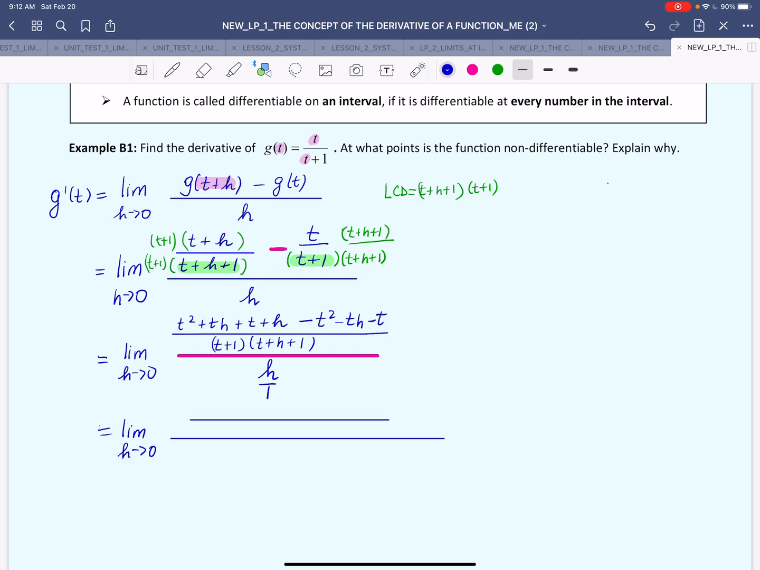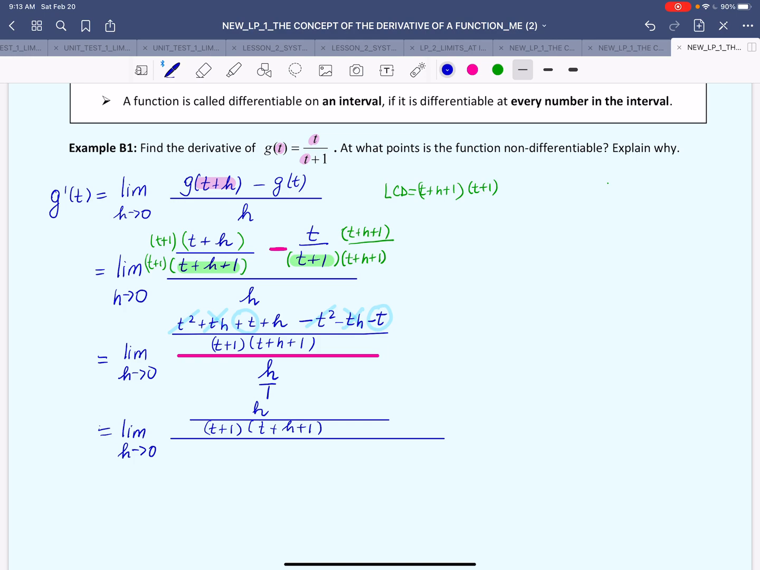We have t plus 1, t plus h plus 1. And we're going to check and see if we can simplify anything in the numerator. Remember, we expect to get rid of all the terms that have no h in it. So t squared and negative t squared simplify. Negative t and positive t simplify. And we also have th's that simplify in this case. So we're left with just h in the numerator.